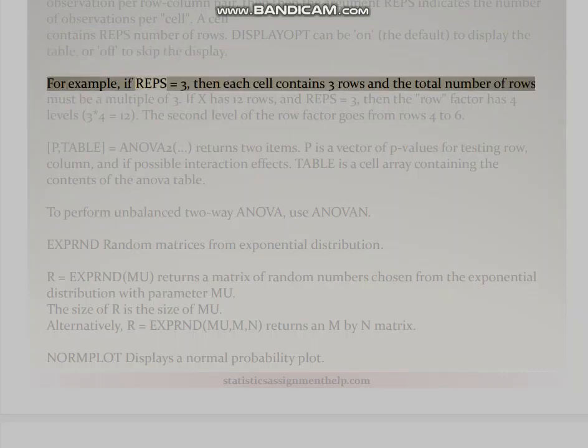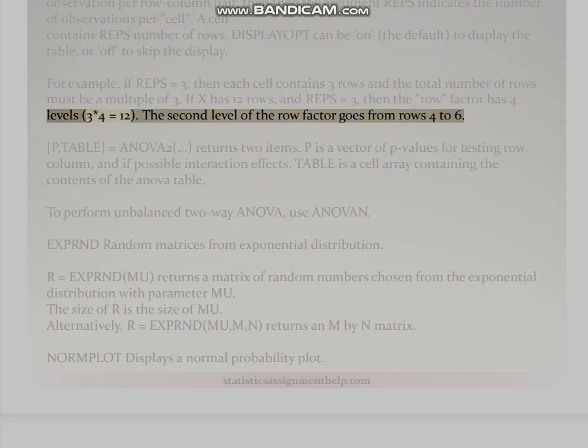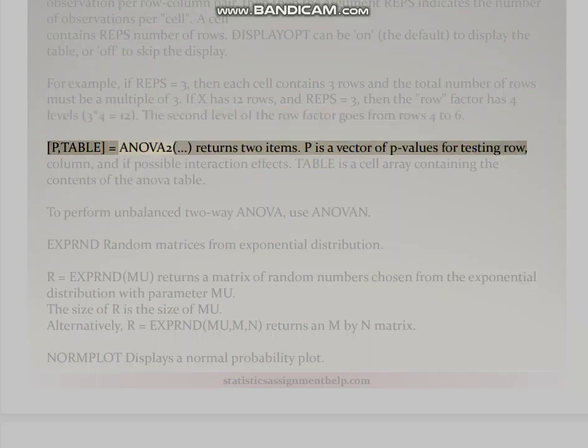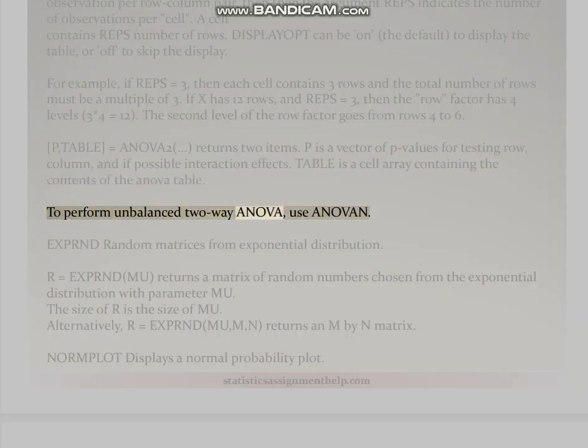For example, if reps equals 3, then each cell contains 3 rows and the total number of rows must be a multiple of 3. If X has 12 rows, and reps equals 3, then the row factor has 4 levels, because 3 times 4 is equal to 12. The second level of the row factor goes from rows 4 to 6. [p,table] = anova2(...) returns 2 items. p is a vector of p-values for testing row, column, and if possible interaction effects. Table is a cell array containing the contents of the ANOVA table. To perform unbalanced two-way ANOVA, use anovan.